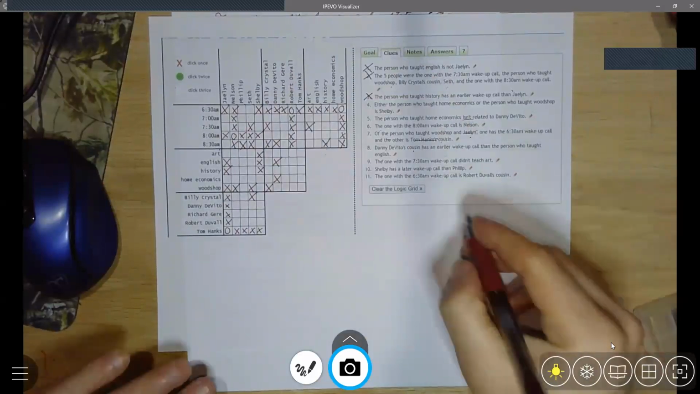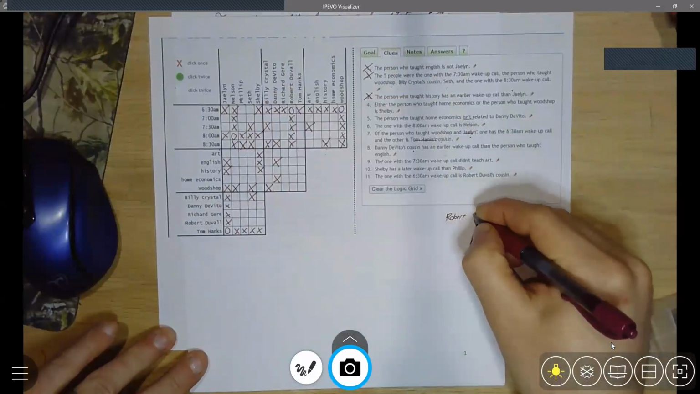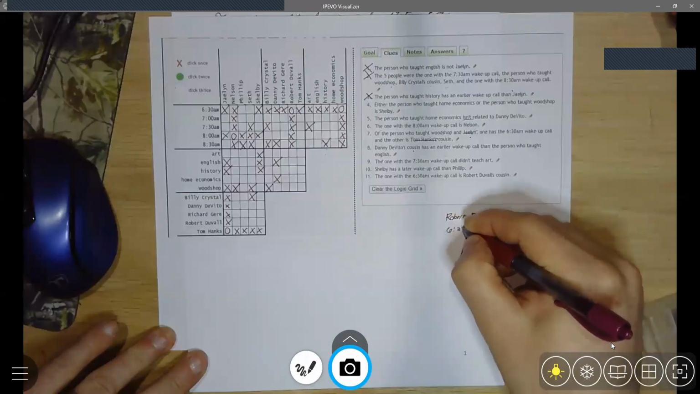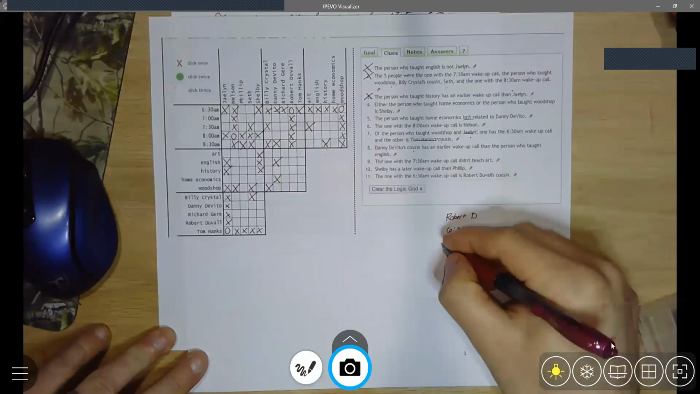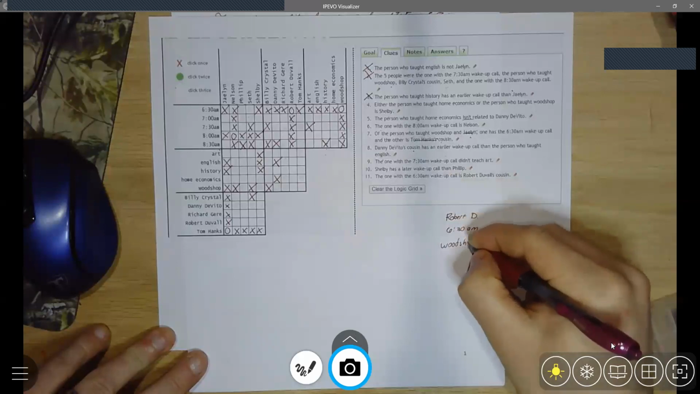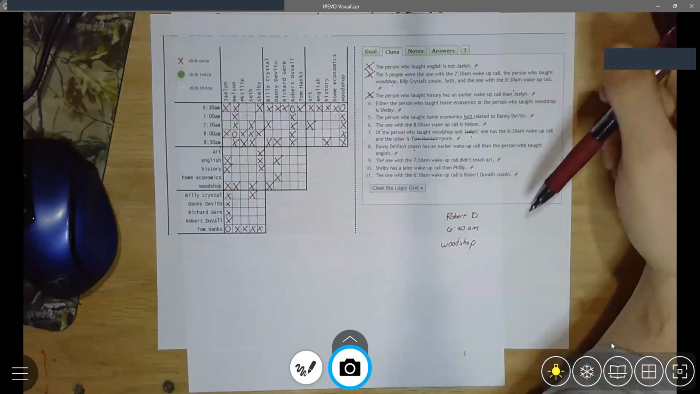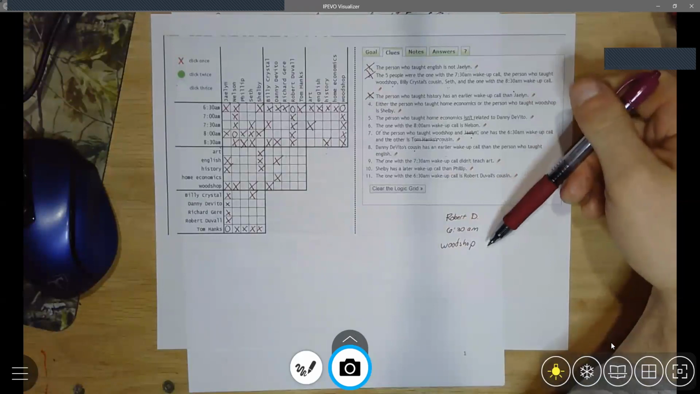All right, so obviously we don't have the whole puzzle solved. We're going to have to go back through it. But what I was saying earlier is you can start grouping things together. So Robert D's cousin and 6:30 a.m. and woodshop all go together. So when you're looking through the clues, anywhere you see Robert Duvall's cousin, 6:30 a.m., or woodshop, that's all referring to the same person. So let's see if there's an example of that.